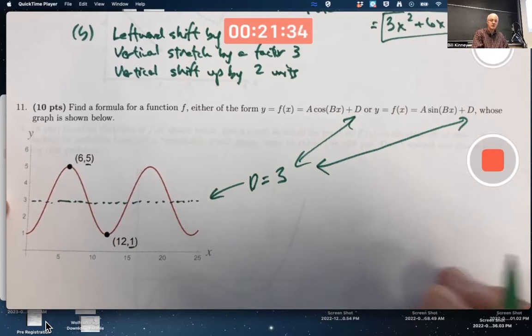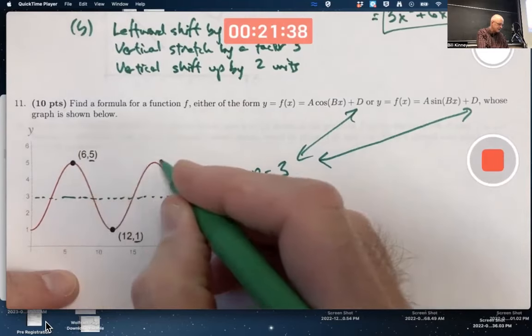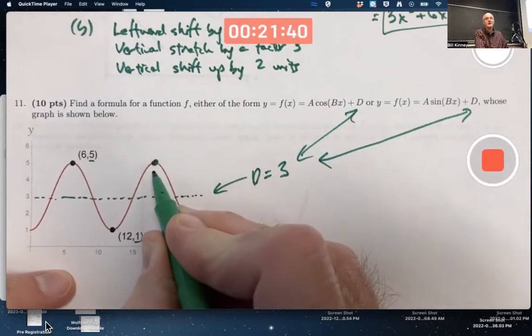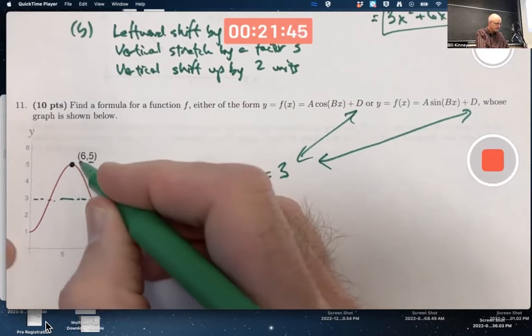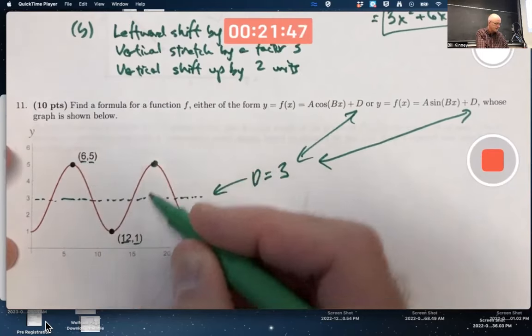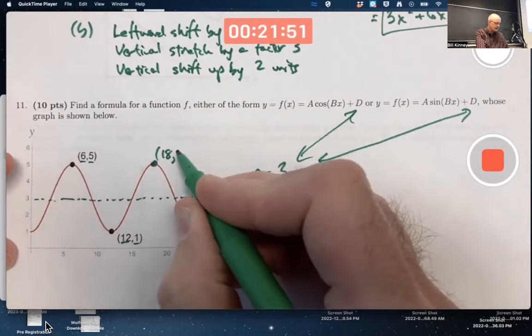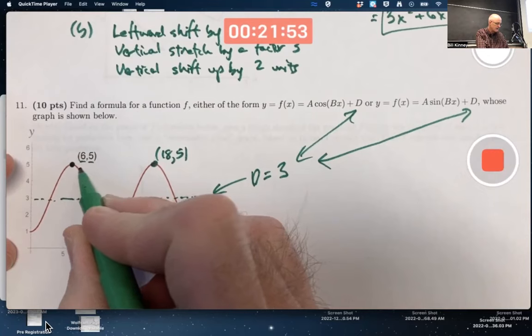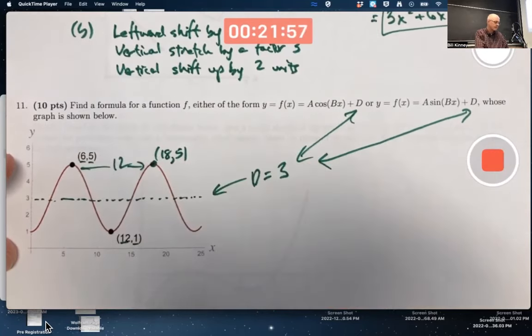The B is determined by the period. That's the horizontal distance from peak to peak. Now, I didn't give you the coordinates of that point, but you should be able to figure it out. This first coordinate's 6. This one's 12. This one's got to be 6 more. It's got to be 18. The coordinates of that point's got to be (18, 5). So this horizontal distance right there is 18 minus 6, which is 12. 12 is the period, which I often call capital T.